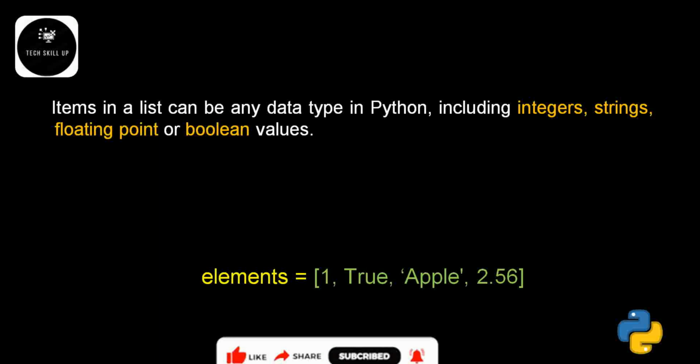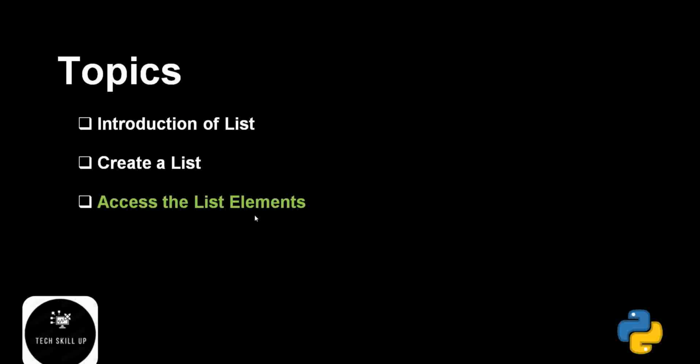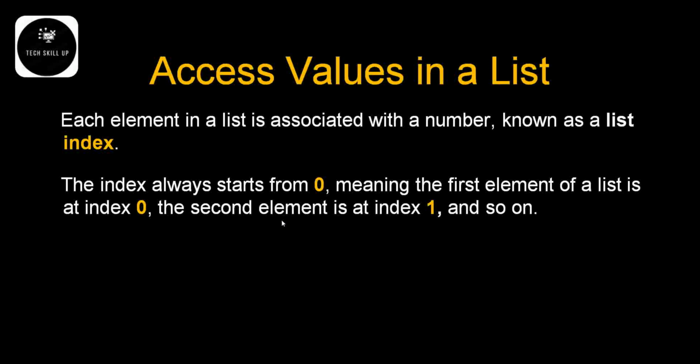Then see the next one, how to access the list elements. Here we can access with a number, which is called an index. The index starts from 0, which means the first element of a list is at index 0. The second element is at index 1, then 2, 3, based on the number of elements present.